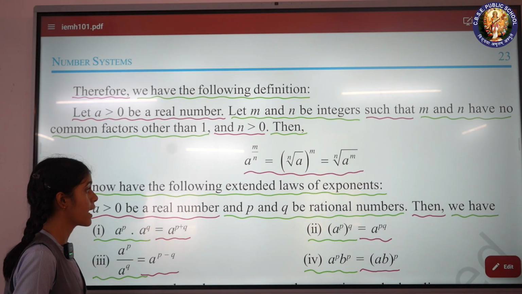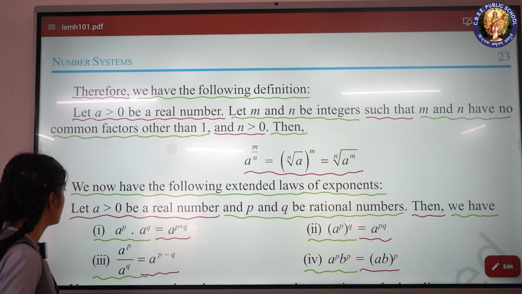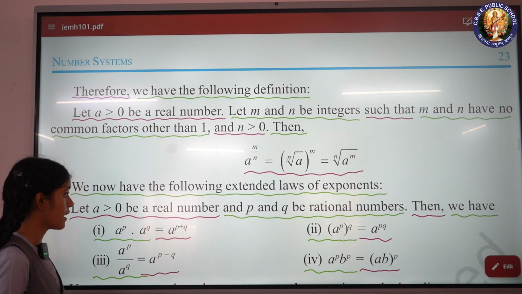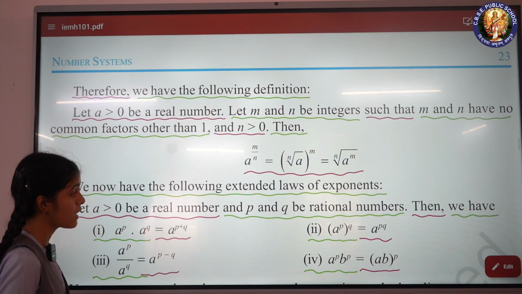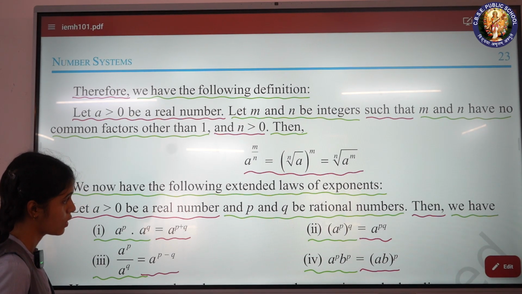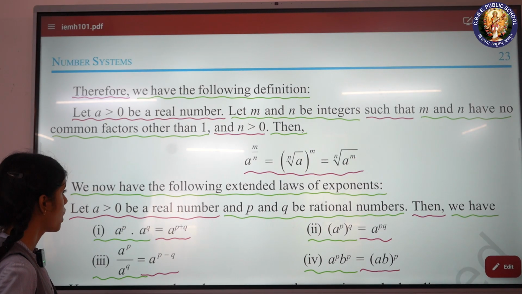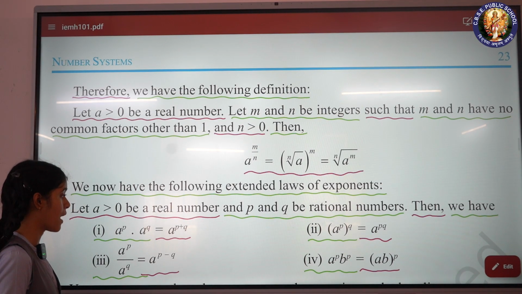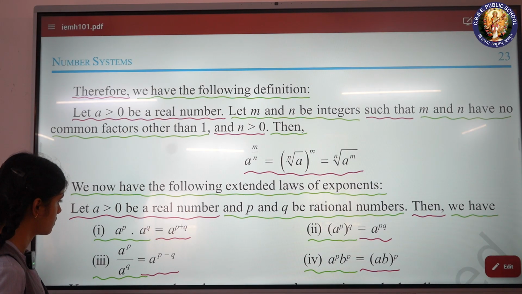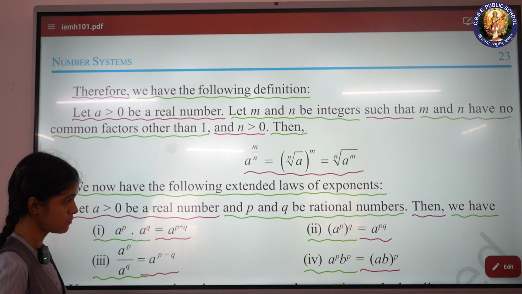We now have the following extended laws of exponents. Let a greater than 0 be a real number and p and q be rational numbers. Then we have, first, a to the power p into a to the power q is equal to a to the power p plus q.